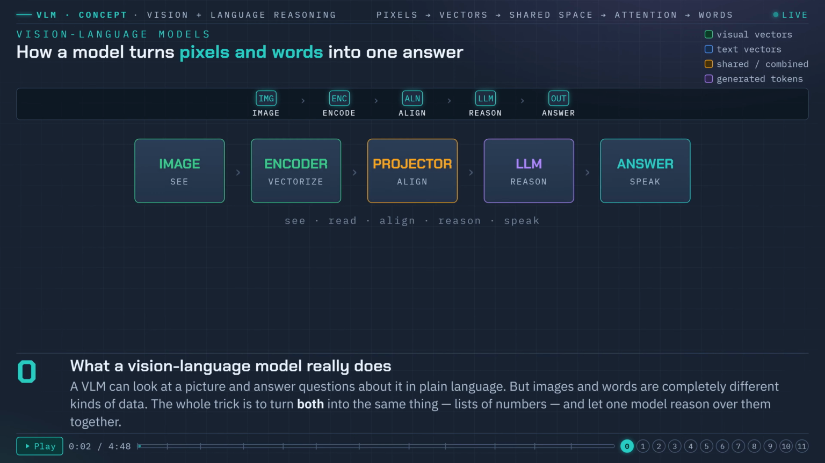A vision language model looks at a picture and answers questions about it in plain language. But images and words are completely different kinds of data. The trick is to turn both into the same thing, a list of numbers, and reason over them together.